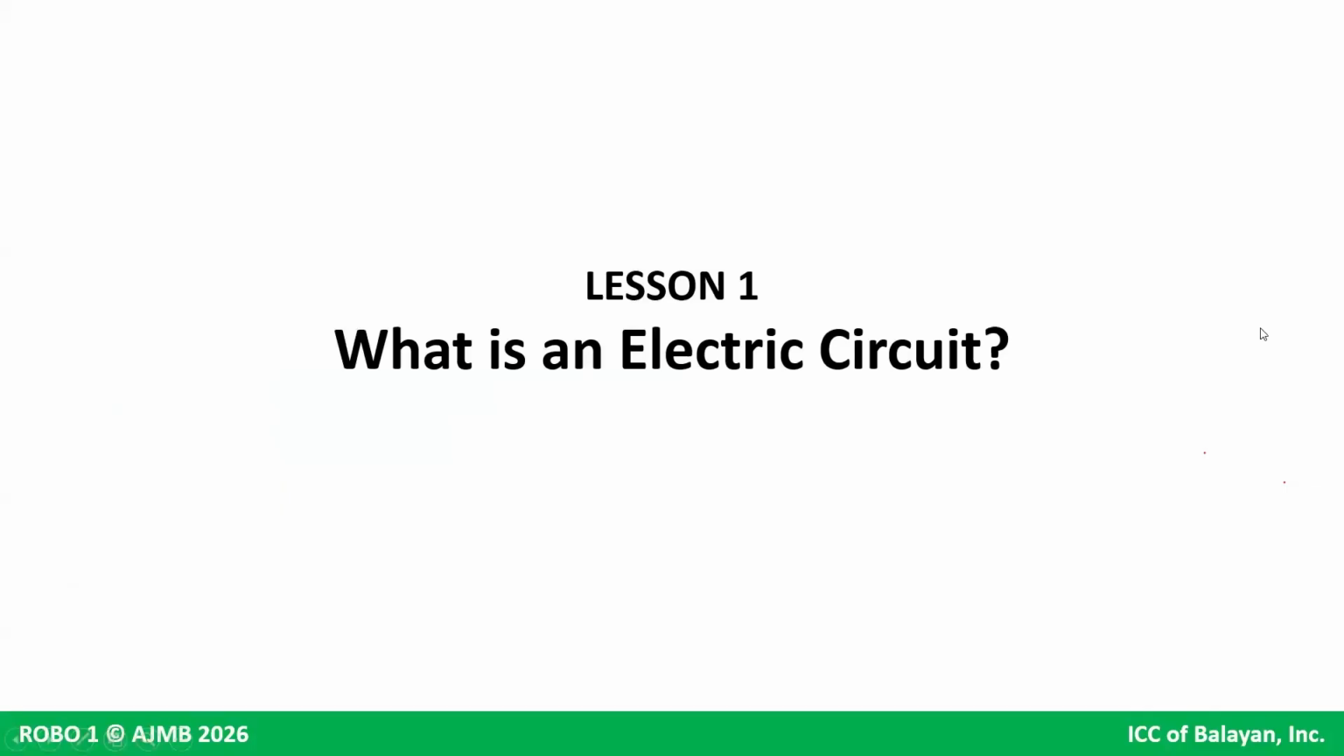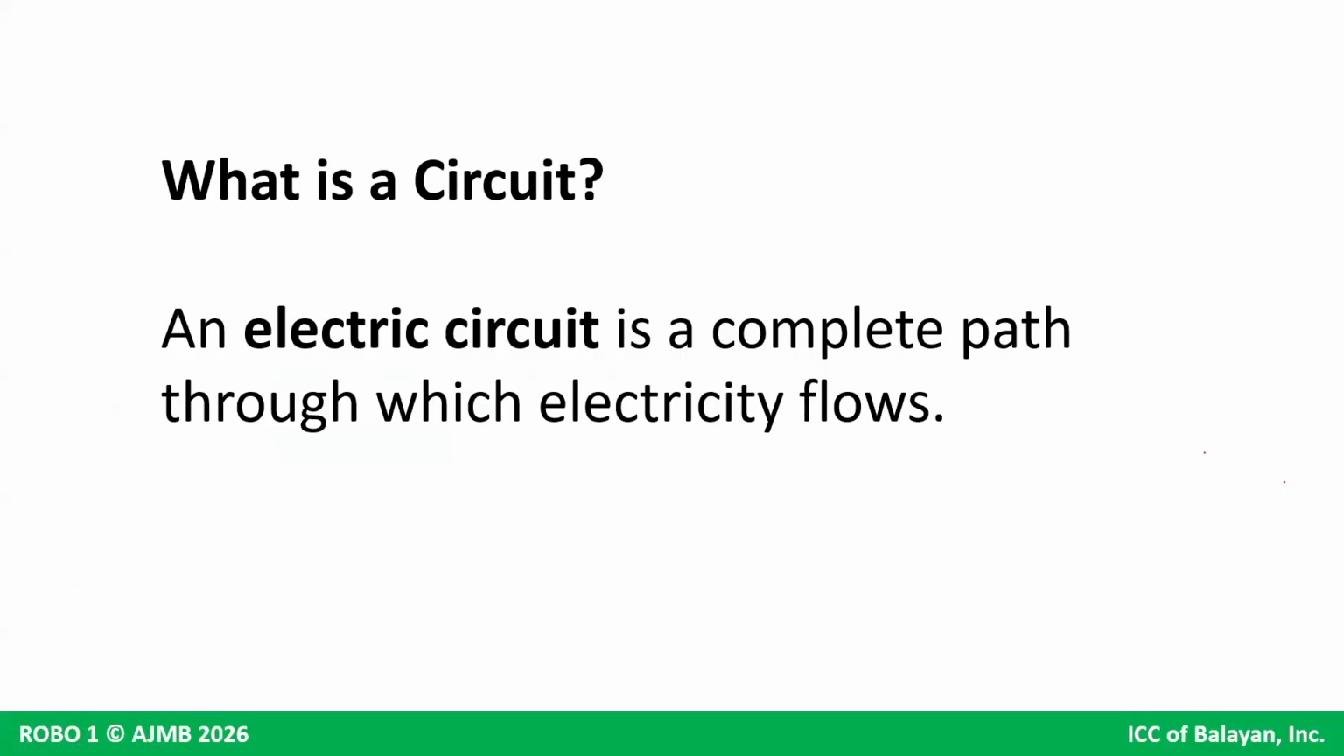Okay, sige. What is a circuit? A circuit is another term. Something that you can associate with circuit is a cycle, right? So your electrons have to come from one point and then go back to that original position for it to be a complete circuit. So an electric circuit is a complete path through which electricity can flow.